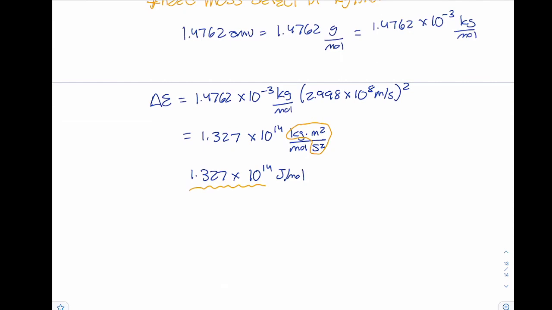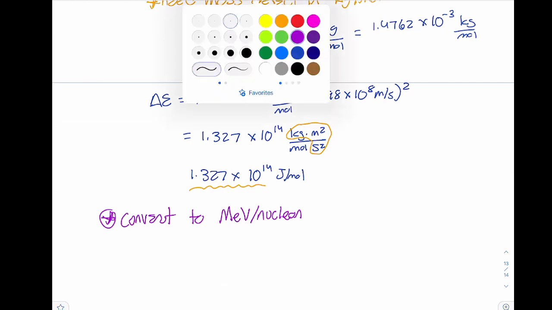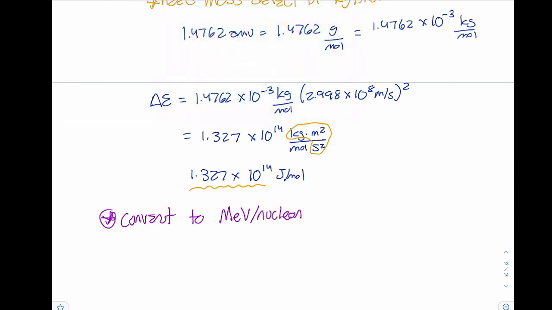So our last step is we're going to convert to mega electron volts per nucleon. Right now we have per mole, we want per nucleon. So we'll just write it down here again. We know that 1 electron volt is equal to 1.60 times 10 to the negative 19th joules.